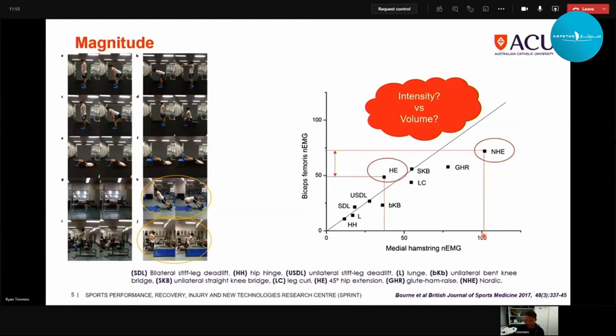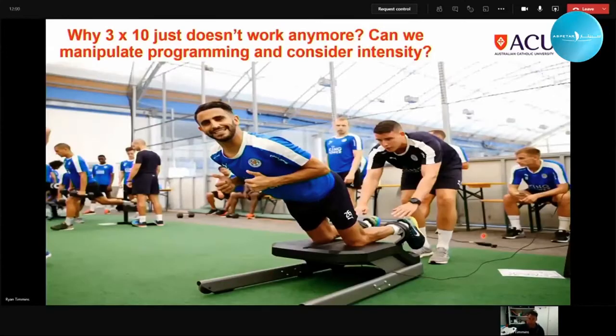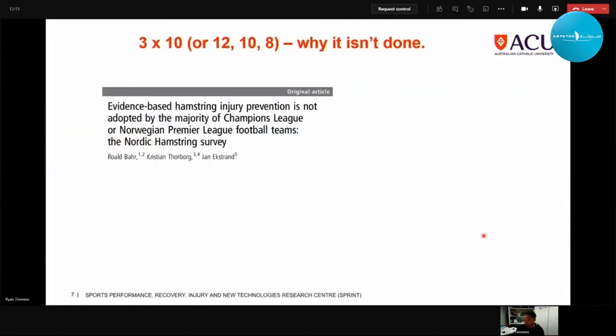So this leads me into my next concept, which is why programming just 3 sets of 10 doesn't work anymore. We need to consider how much our intensity and our programming of these exercises comes into play. We need to consider this much more. One example we've got here is why 3 by 10, or in this actual study, 12 by 10 by 8, just really isn't done anymore.